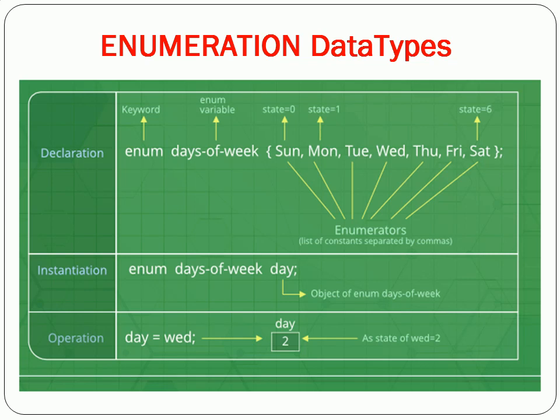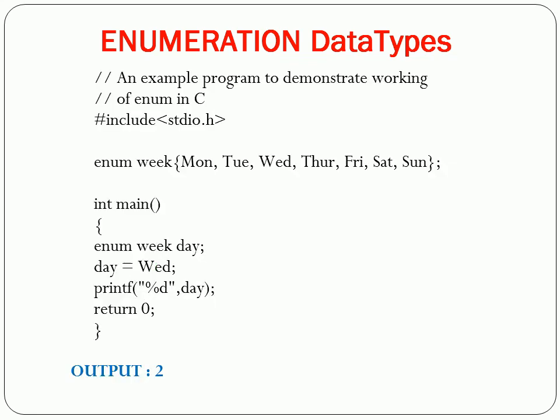So in order to use an enumerated data type in your program, first you need to declare the data type. Second, you have to create an object for the declaration. And third, using the object, you can access the constant values which are stored under the enumerated variable. In this slide, we have narrated the enumerated data type using an example.